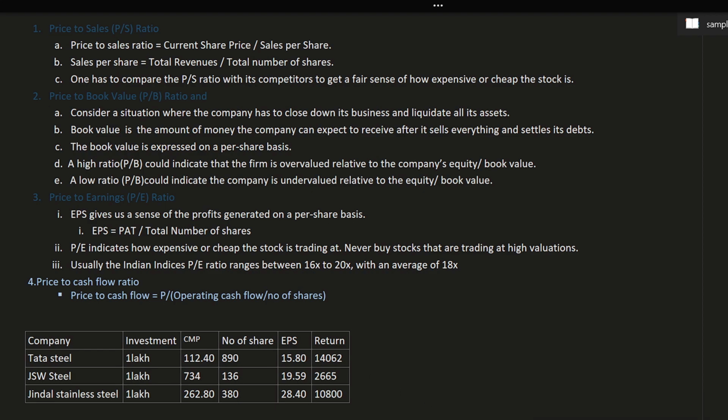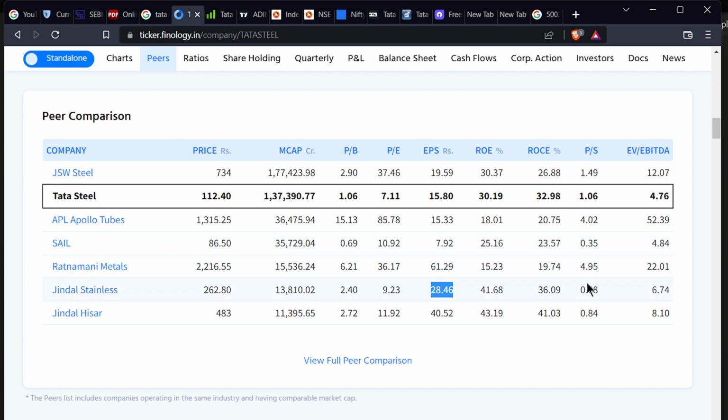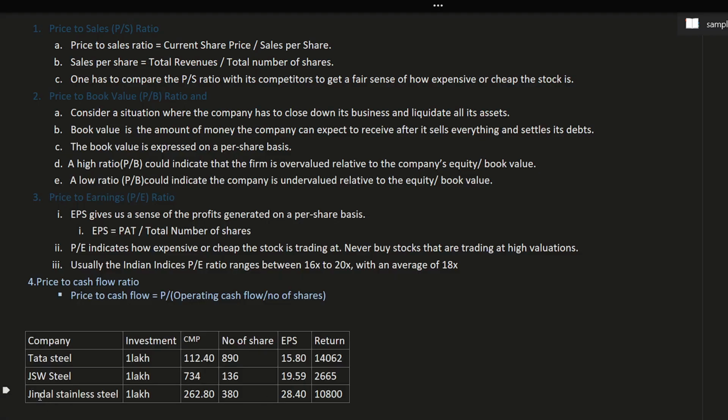Okay, but when we compare the PB value, Jindal Stainless Steel is less than 1. It is a value stock, and EPS is also very high. So which is better, to invest in Tata Steel or Jindal Steel? Here when you compare Jindal Stainless Steel, if you invested 1 lakh, the current market price is 262, so the number of shares is 380. EPS is 28.40. So at the end of the year, you will get 10,800.